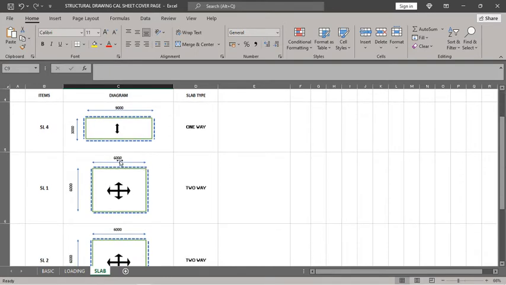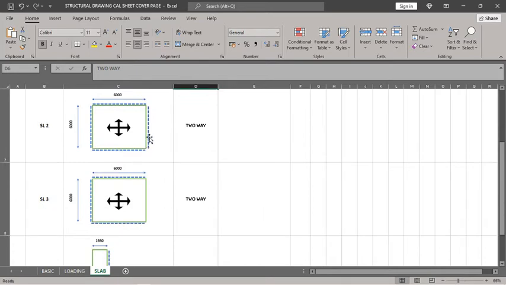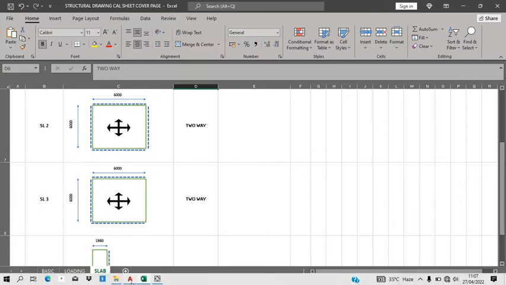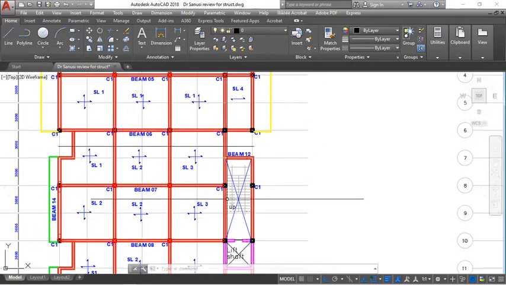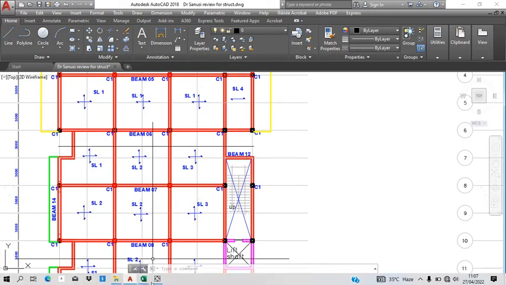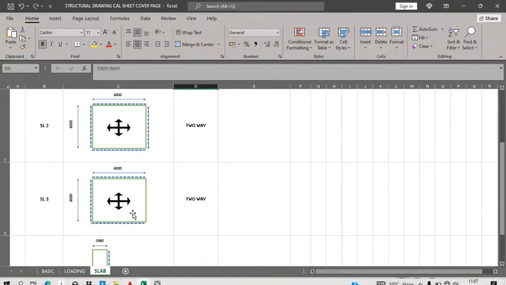Slab type 1, 6 meter by 6 meter, all the four edges are continuous. And I indicated the slab type one way, two way, slab type 2 also one way, two way, and slab type 3, which I made mention of while we are in the AutoCAD interface, that on this edge is discontinuous. So we only have continuous edge here, continuous edge here, continuous edges here. So which is what I have made here, and it's also 6 meters by 6 meters.